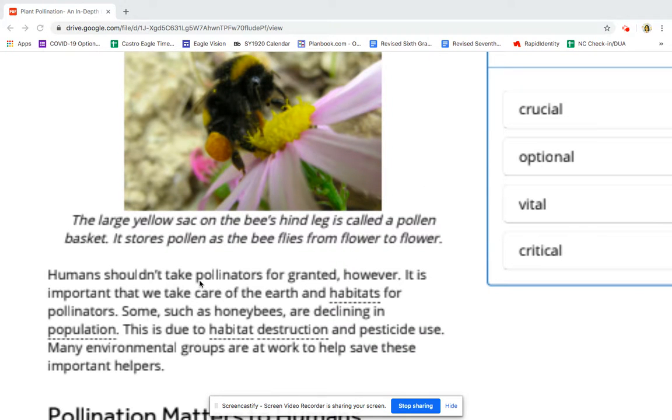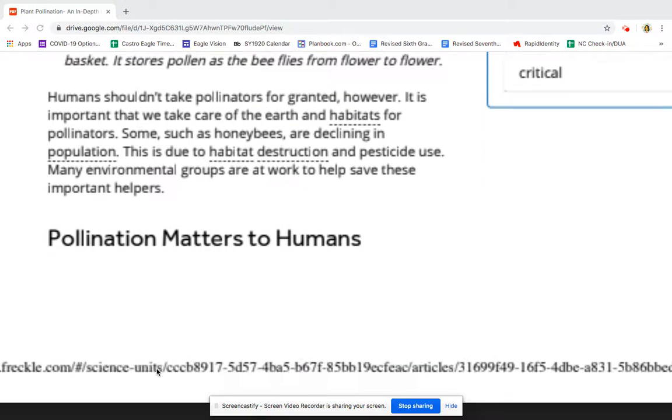Humans shouldn't take pollinators for granted. It is important that we take care of the earth and habitats for pollinators. Some, such as honeybees, are declining in population. This is due to habitat destruction and pesticide use. Many environmental groups are at work to help save these important helpers.